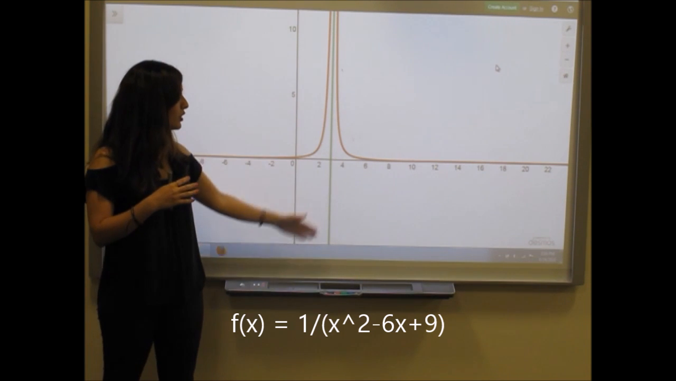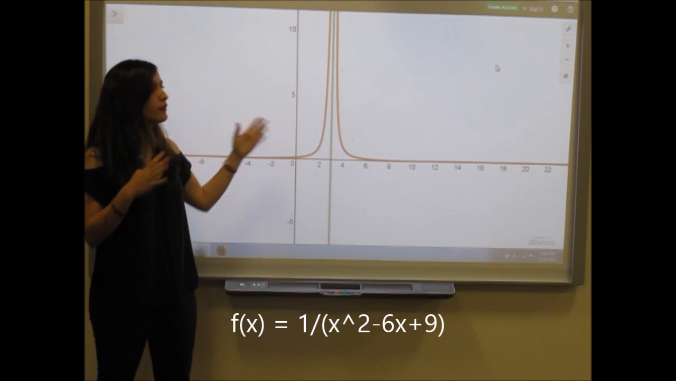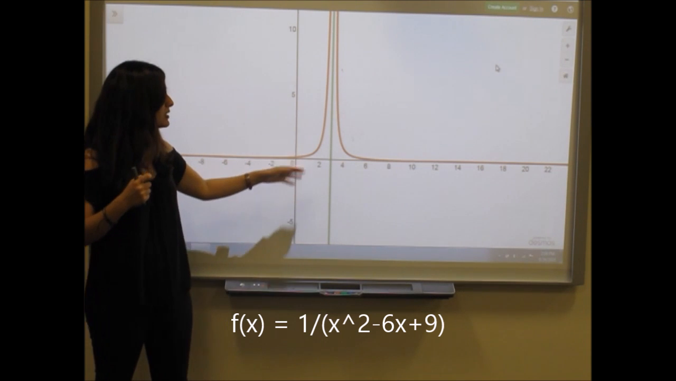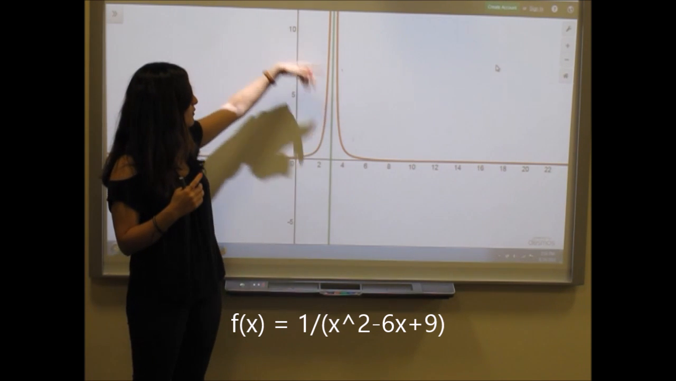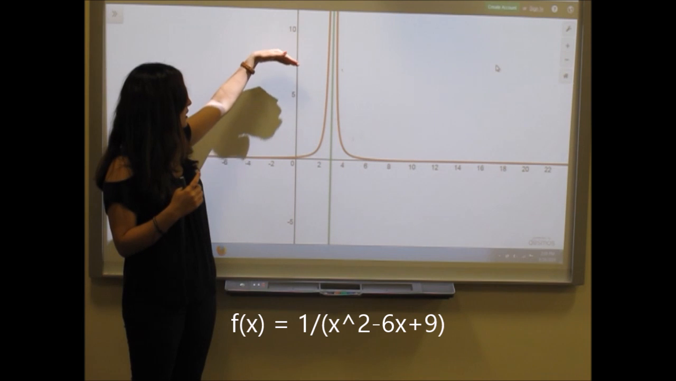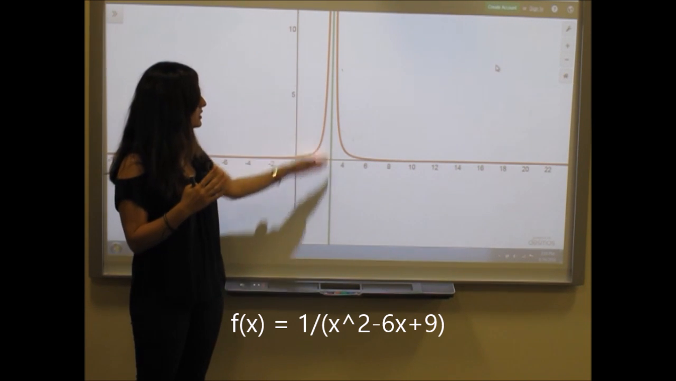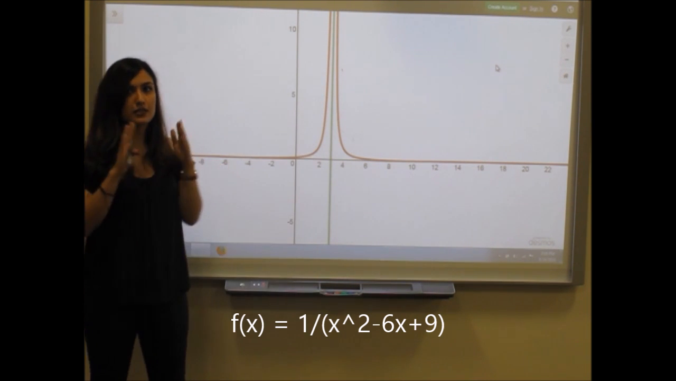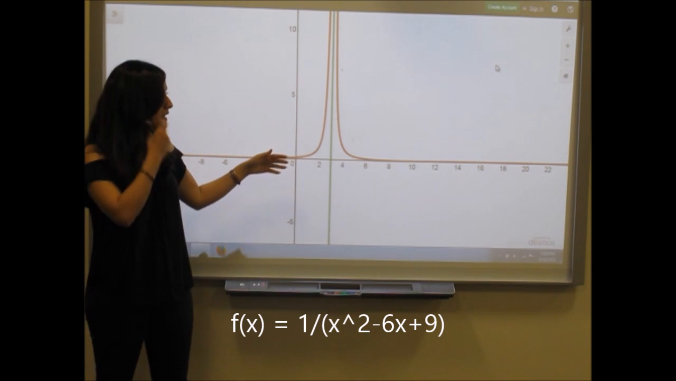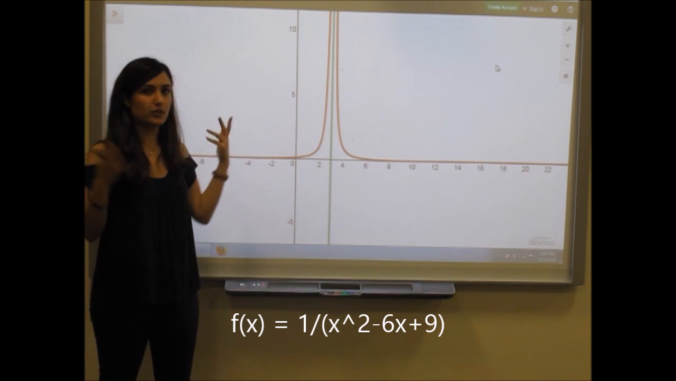I just have this line for you to see what actually happens. It looks like for greater y values, the graph is going to touch this line, but it would never touch this line because this is not a part of the graph, and that's what asymptote means.